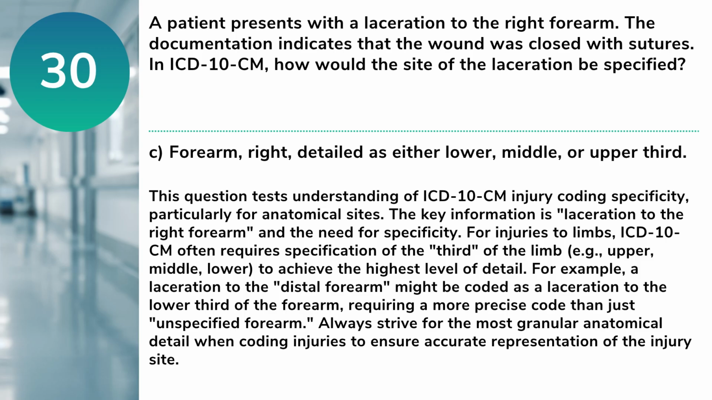This question tests understanding of ICD-10-CM injury coding specificity, particularly for anatomical sites. The key information is laceration to the right forearm and the need for specificity. For injuries to limbs, ICD-10-CM often requires specification of the third of the limb, e.g., upper, middle, lower, to achieve the highest level of detail. For example, a laceration to the distal forearm might be coded as a laceration to the lower third of the forearm, requiring a more precise code than just unspecified forearm. Always strive for the most granular anatomical detail when coding injuries to ensure accurate representation of the injury site.